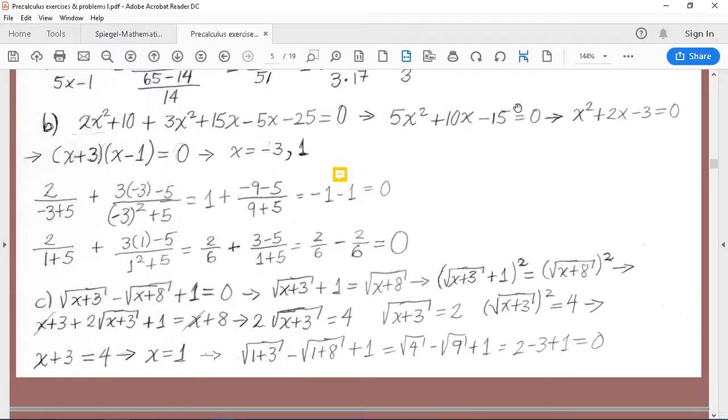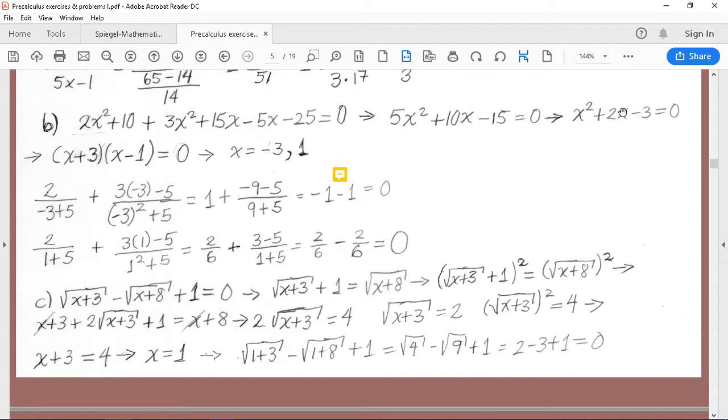We have common factor 5, so it leaves us with x squared plus 2x minus 3. Factor out the 5 and we can send it over here. So that's 0 divided by 5 is 0. So remember, we have x squared plus 2x minus 3.